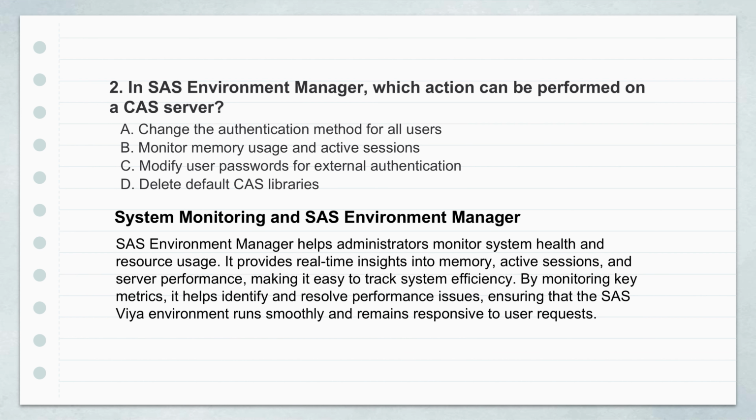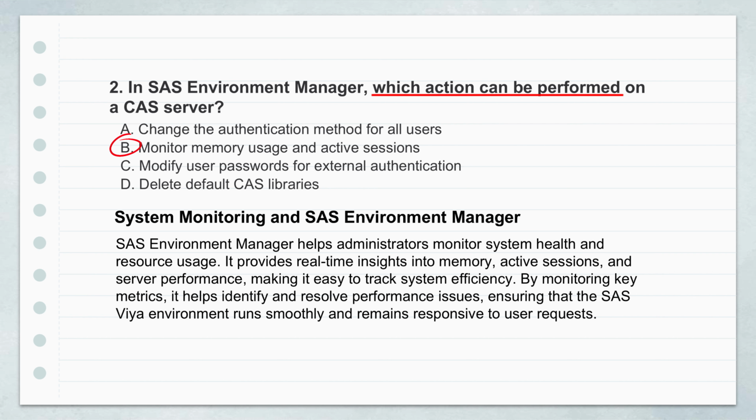All right, let's look at our second question. This one is about keeping tabs on the system. In SAS Environment Manager, which action can be performed on a SAS server? The choices are change authentication method, monitor memory usage and active sessions, modify user passwords for external authentication, and delete default SAS libraries. What kind of oversight does the Environment Manager give us here? The correct action you can perform is B, monitor memory usage and active sessions.